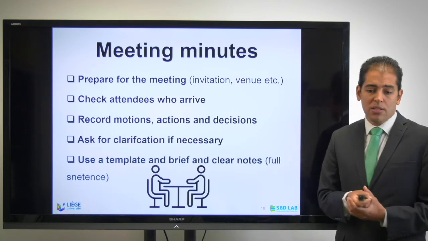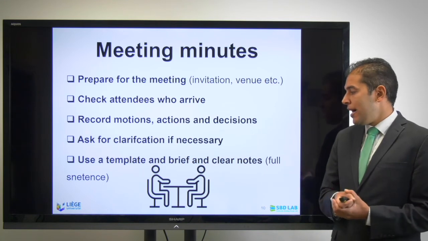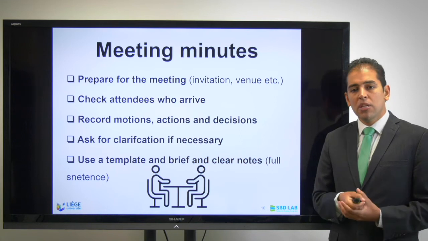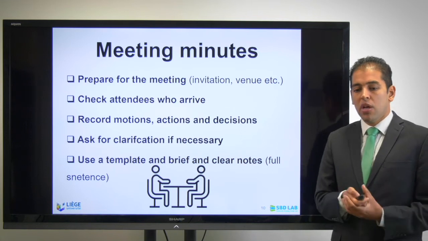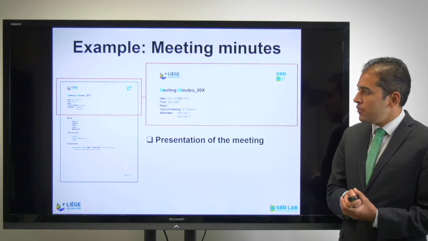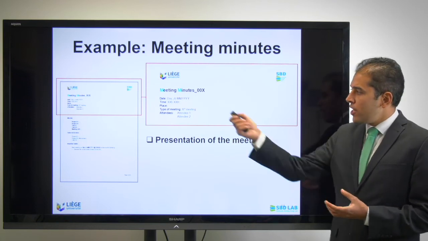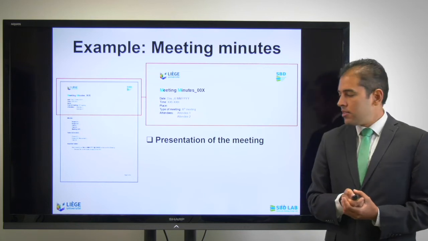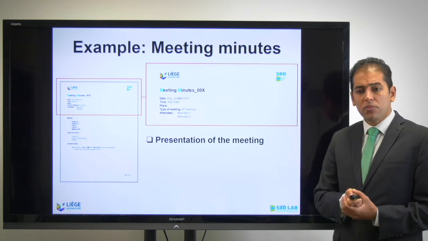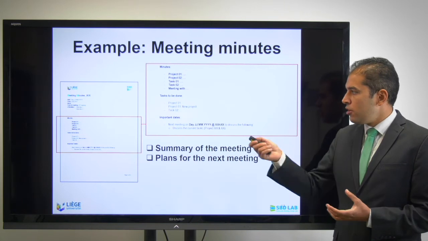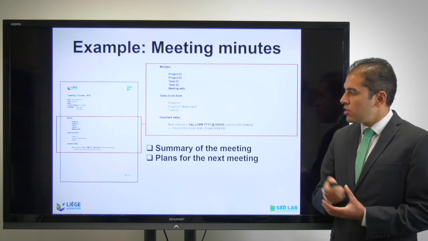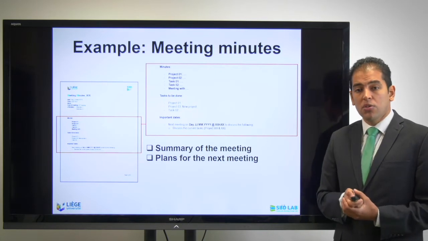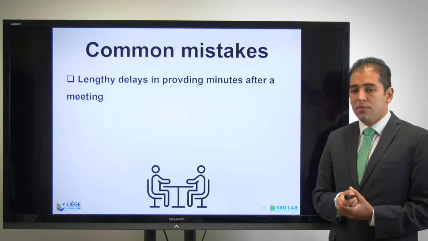Use a template, and this is the best practice also, and use brief and clear notes to make sure that you have meaningful sentences that are short. This is an example of a template we are using in our lab. We have simply the meeting number, the date, the time, the place, the type, and attendees. And we always try to have a short summary of what was discussed, what are the tasks to be done, what are the important future dates. So always keep that into account.